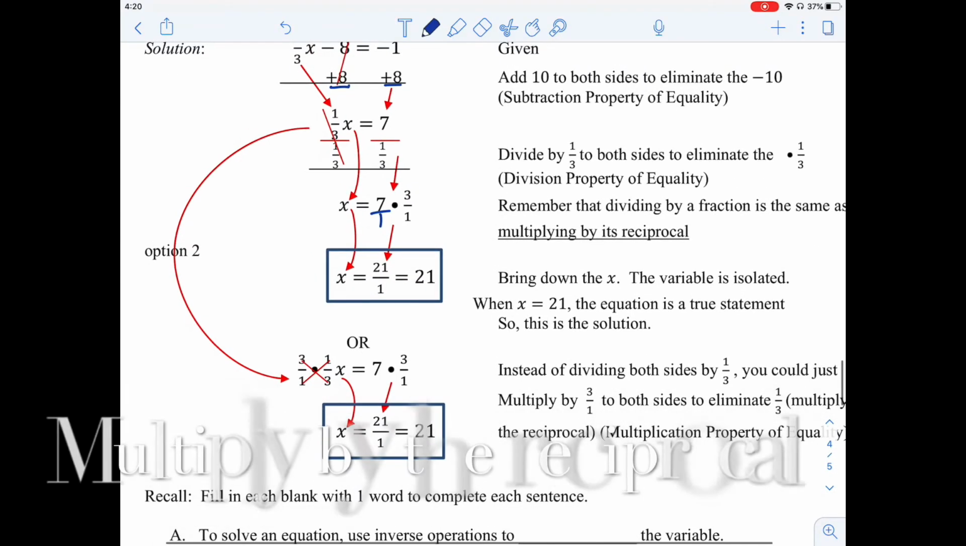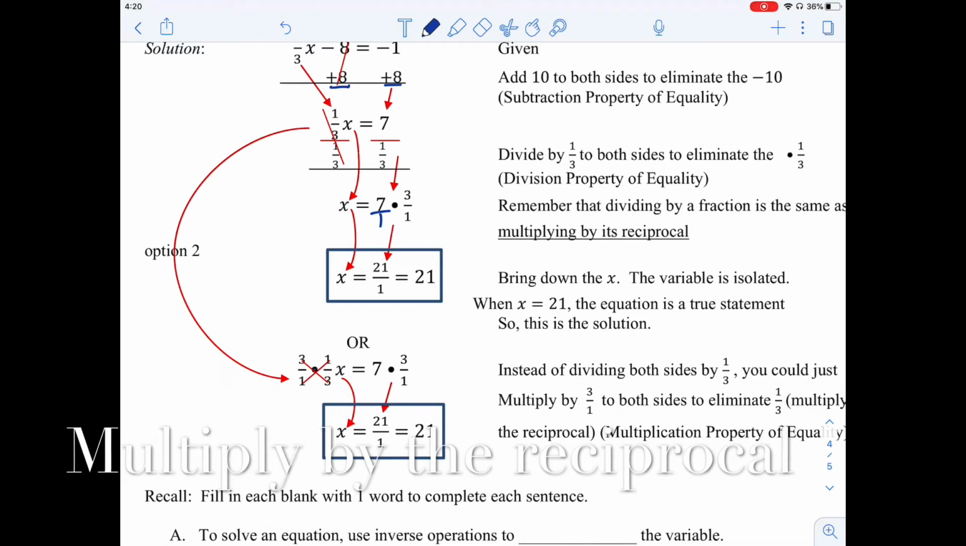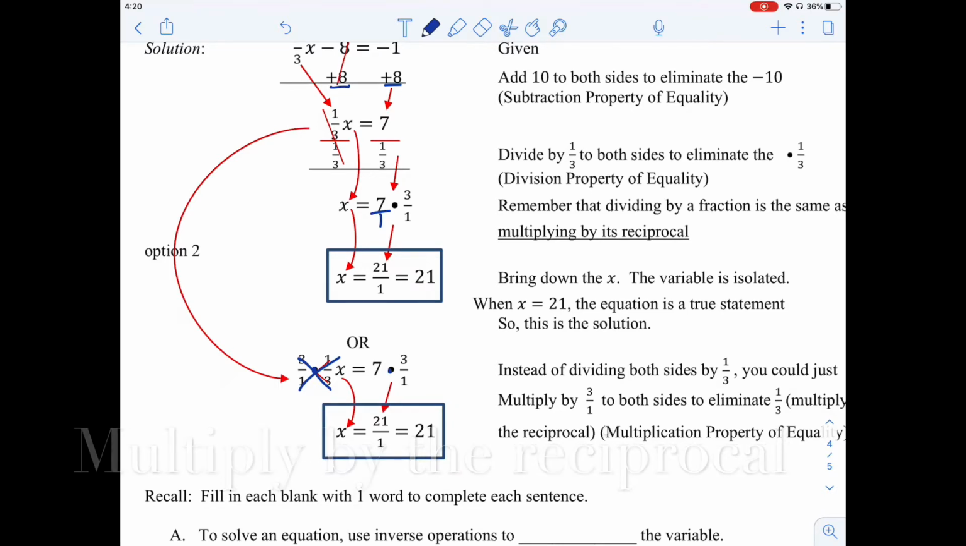Another way to look at it is you can just multiply both sides by the reciprocal. If there's a fraction, multiply by the reciprocal on both sides. And that will be kind of a shortcut to get rid of our fraction. And it's 7 times 3, 21 over 1, 21.